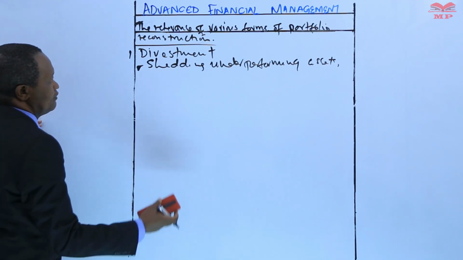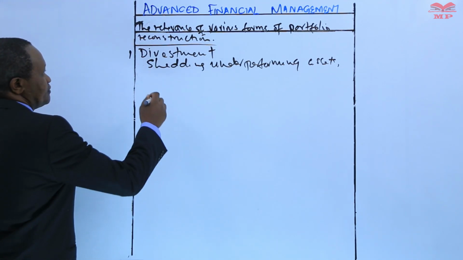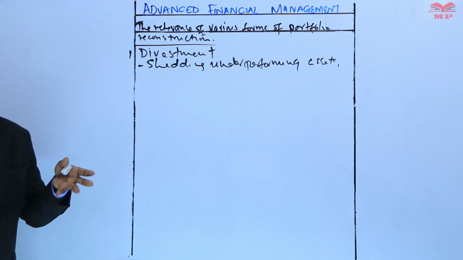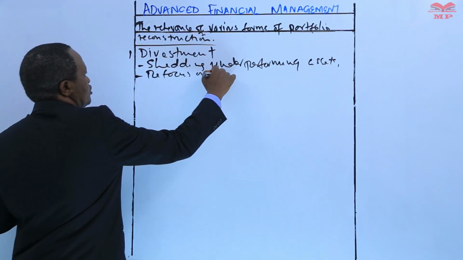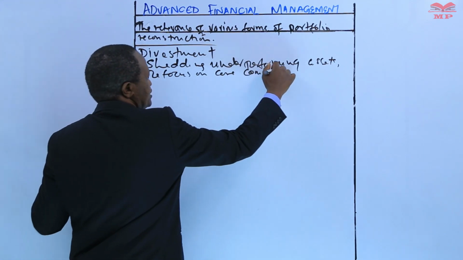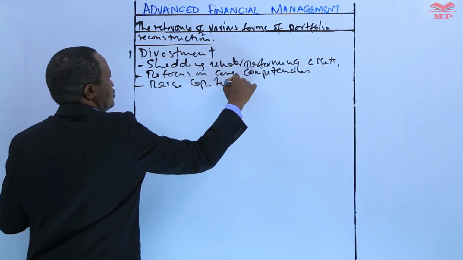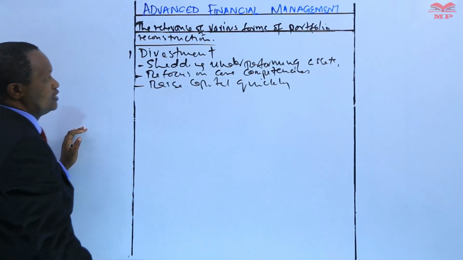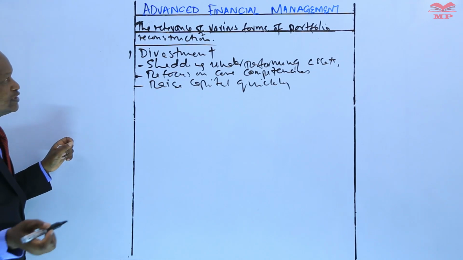Shedding underperforming assets. The reason why a company may shed off underperforming assets is so that the company can also refocus on core competencies and raise capital quickly, because divestment may involve selling off the company's assets, which can be a way to raise capital quickly. So that is the relevance of divestment.